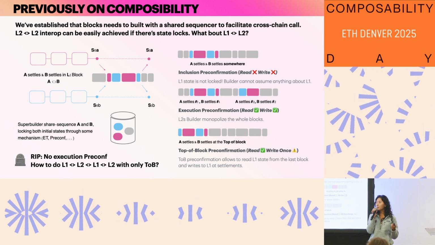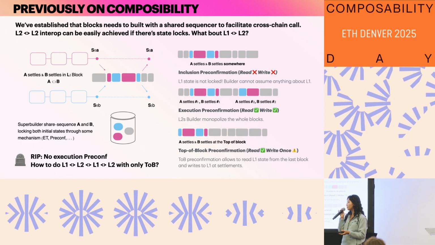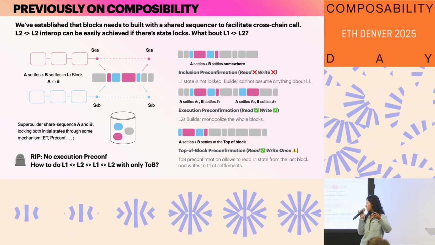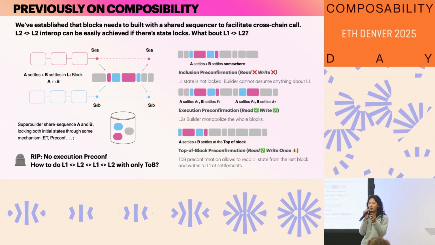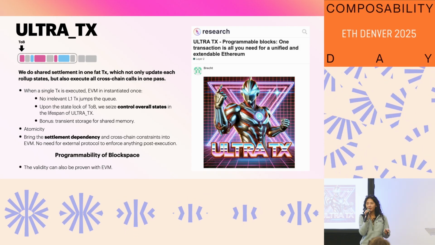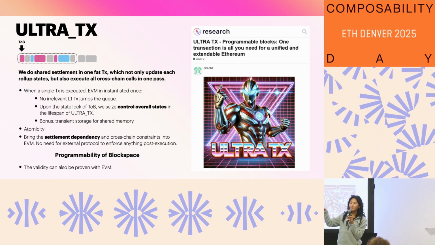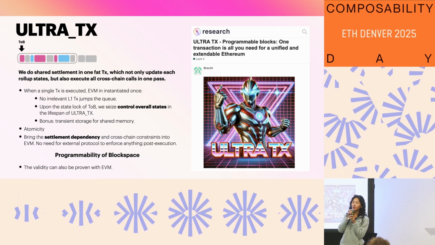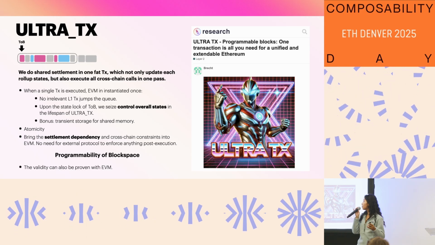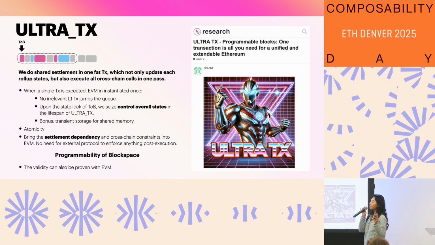So the problem statement of my presentation today is how do we achieve L1 to L2 interoperability back and forth when you only have top of the block pre-confirmation? Yeah. The answer key that we have in Gwyneth is we indeed settle everything at the top of the block, and we perform shared settlement across chain in which we update the rolled up state, but also execute all of the cross-chain calls in one pass.